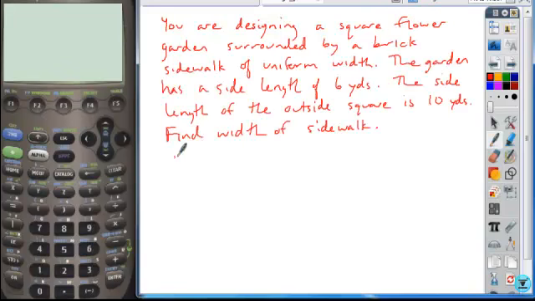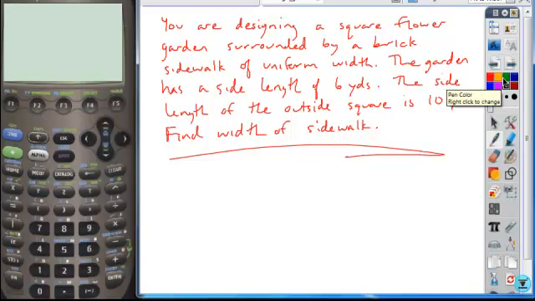All right, so here is the problem. You're designing a square flower garden that's surrounded by a brick sidewalk of uniform width. If the garden has a side length of 6 yards and the side of the outside square is 10 yards, what is the width of that sidewalk? So take a moment, see if you can sketch this and identify what the width would be, please.